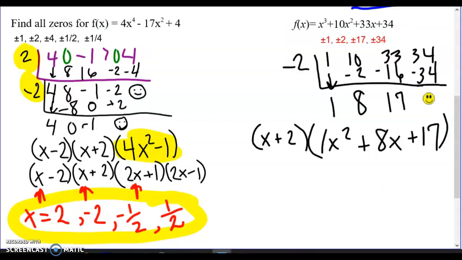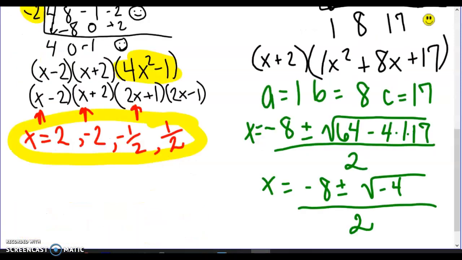Alright, so I broke it down. -2 worked. Woo! But then I've got 1x squared plus 8x plus 17. Well, what multiplies to give you 17 and adds to give you 8? There is nothing. So start singing a little ditty in your head and have some fun with the quadratic formula. Come back to me in a moment with that work done.